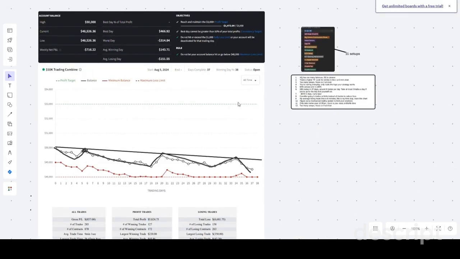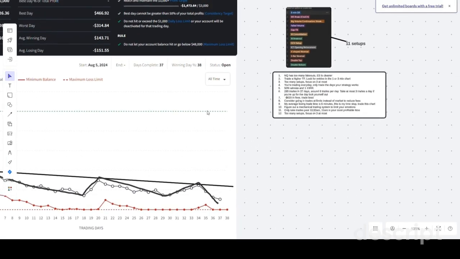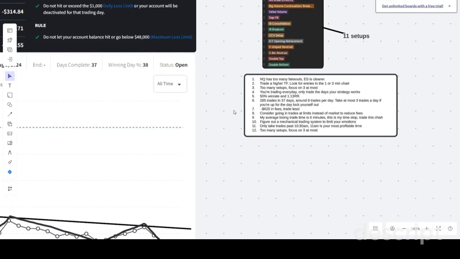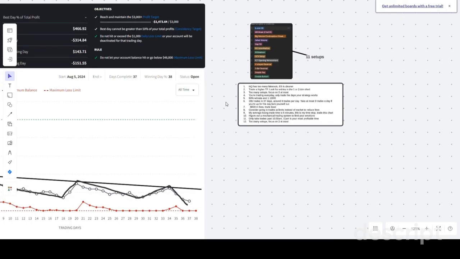There's a couple of notes that I want to go over. So first thing first, throughout this whole experience, my main traded asset was the NQ. And if you guys have ever traded the NQ, you know that the NQ has a lot of fake outs. It's very volatile and it's meant for people that have very good control of their emotions or maybe have some sort of mechanical trading system.